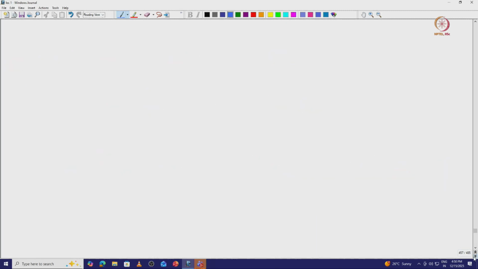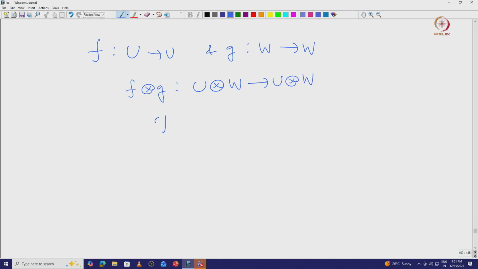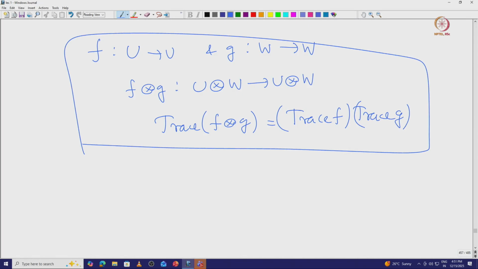From this we can immediately conclude that whenever we have two linear operators, let us say f from U to U and g from W to W, then f tensor g will be an operator from U tensor W to U tensor W, and the trace of f tensor g is exactly given by the trace of f times the trace of g. So, this is all some basic linear algebra that tells us how to compute the trace.